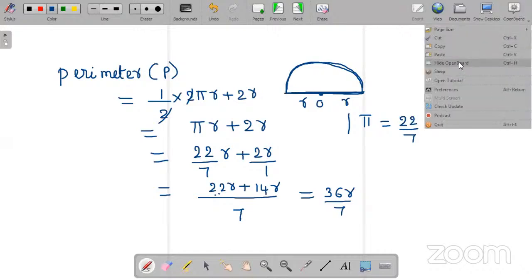Understood? Yes or no? You need to chart. Again, I explained. Again, I explained. Very good. Chinakaparthi.